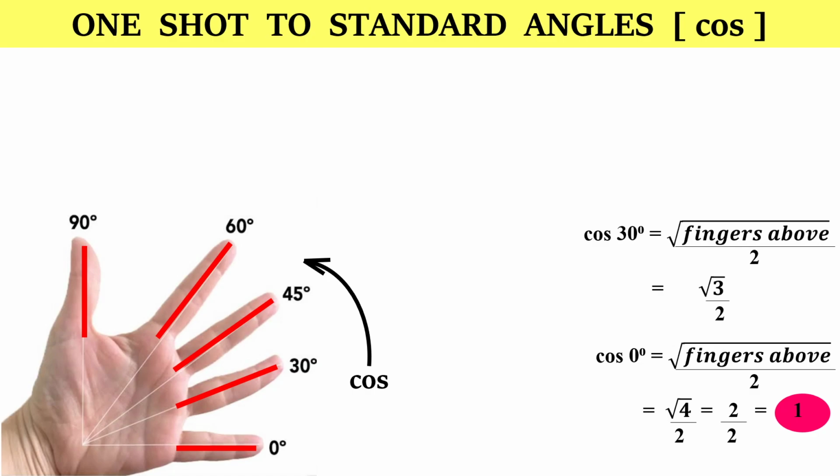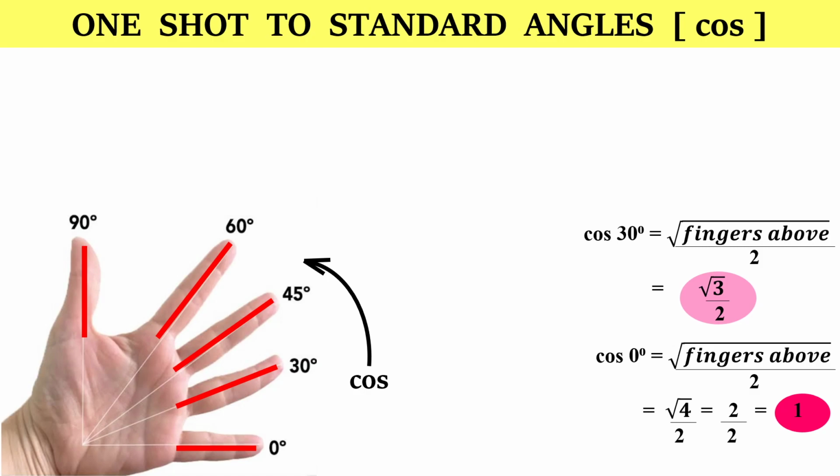Then next to the little finger we have the ring finger, and that is 30 degree. Now you have to again count the number of fingers in the direction as it is marked on the screen. How many fingers are above the ring finger? There are 3. So when I use it in the formula, cos 30 degree becomes equal to under root 3 upon 2, because above the ring finger I have 3 fingers. So square root of 3 upon 2. This is the answer of cos 30 degree, because it cannot be simplified further. We will always see whether it can be simplified further. If not, then this will become our answer.